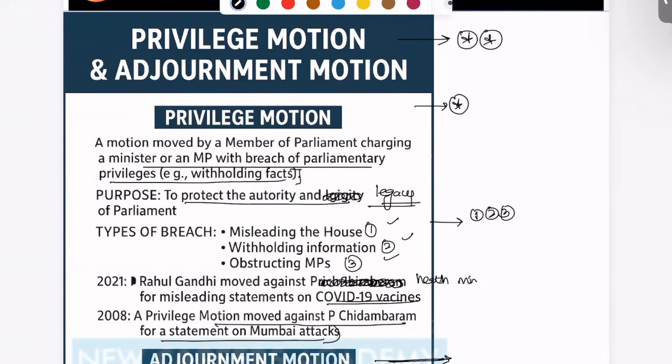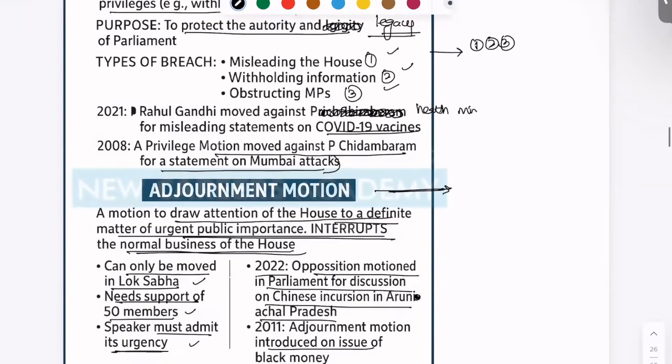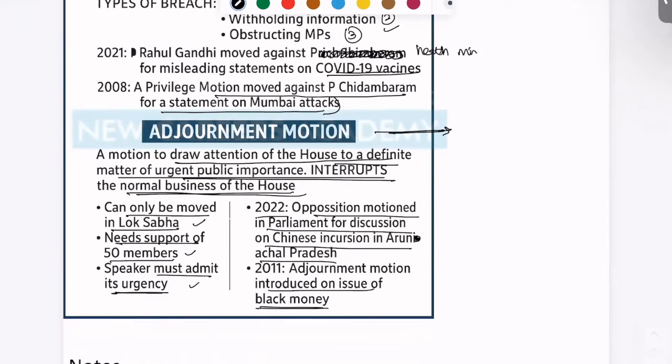Is it clear? Rahul Gandhi 2021 moved this against the health minister for misleading statements of COVID vaccine. Similarly, it was moved against P. Chidambaram for a statement on the Mumbai attacks. Adjournment क्या होता है? Calling attention क्या होता है? Government को उठाना. As the name suggests, calling attention. Is it clear? उठा देना.